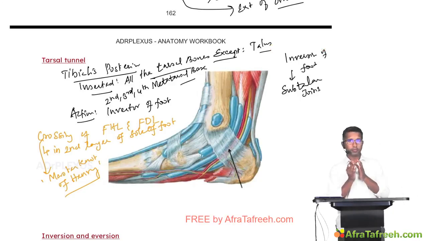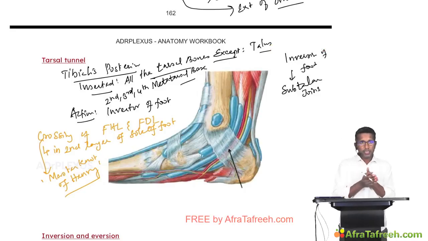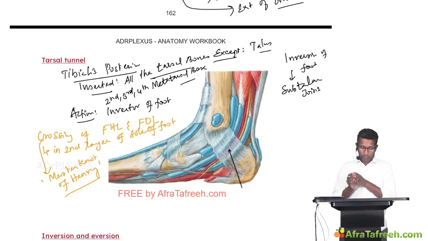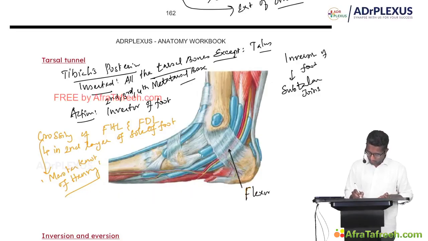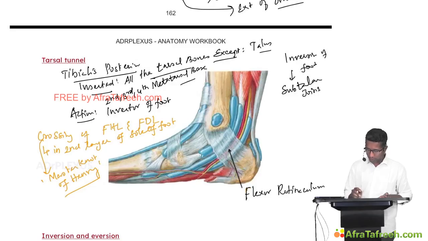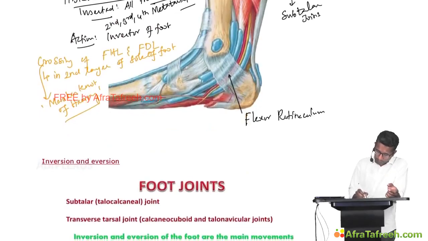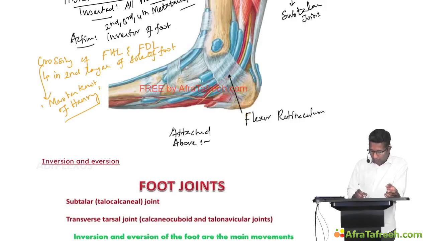Now all these muscles, when they arise from the posterior aspect of the leg and reach the foot, pass through a retinaculum, and this retinaculum is called the flexor retinaculum. So what is this retinaculum? It is called the flexor retinaculum of the foot. The flexor retinaculum of the foot is attached above to the medial malleolus.